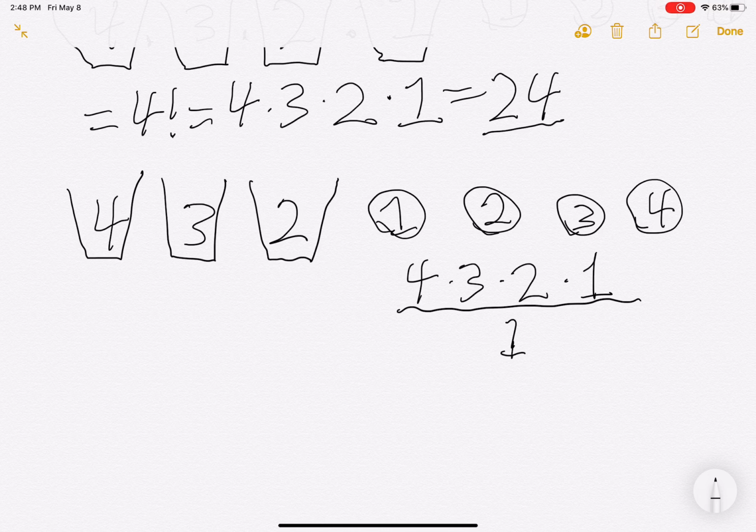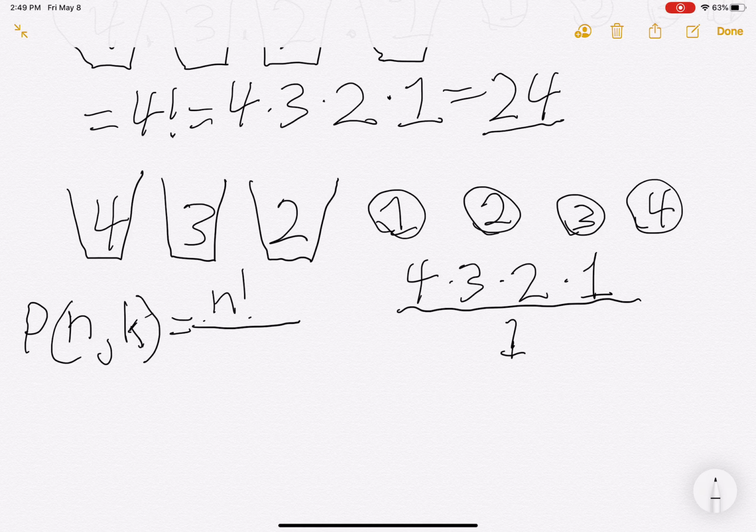But what I want to get at here is that, and by the way, this is the notation that I like to use, the number of permutations for n items and k containers, for example, in this case can be equal to n factorial over n minus k factorial.